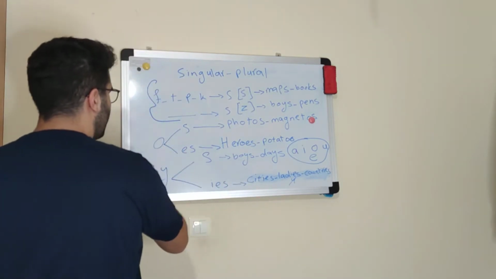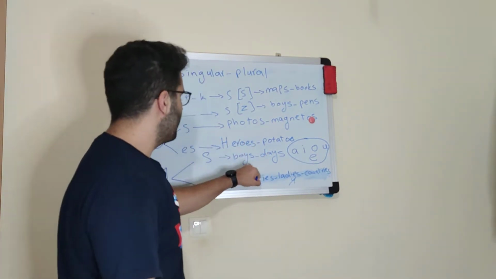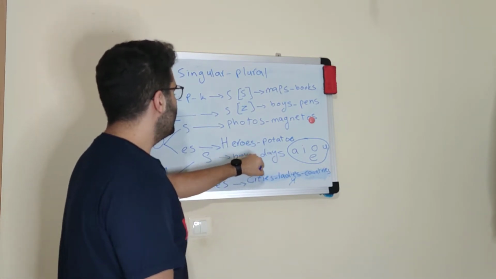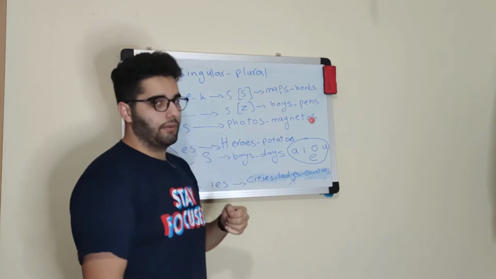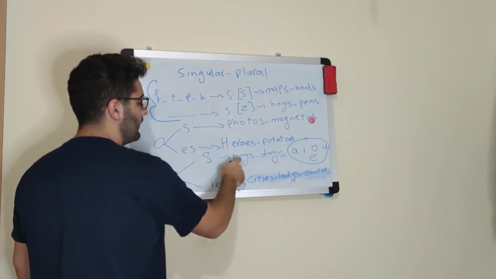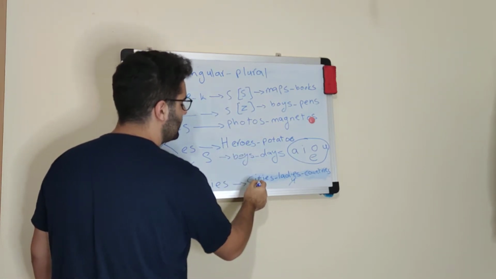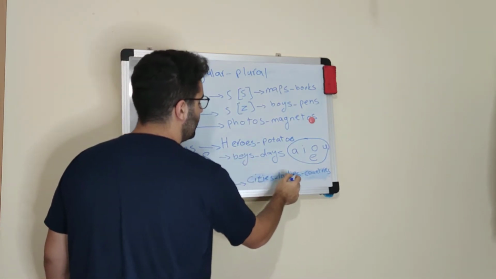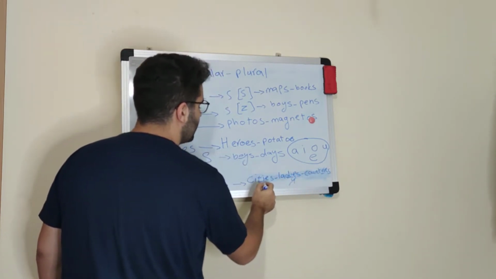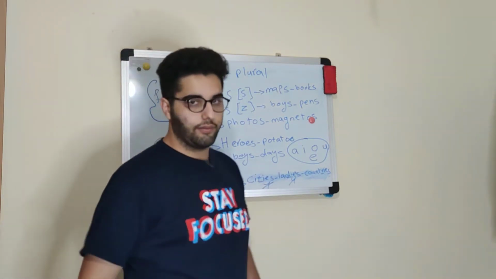So for Y, we had one rule. The rule is, if the letter before Y is a vowel sound, we only add an S to the end of it. If not, if it wasn't a vowel sound and it was a consonant like T, like D, like R, we eliminate the Y and we add an IES to the end of the word.